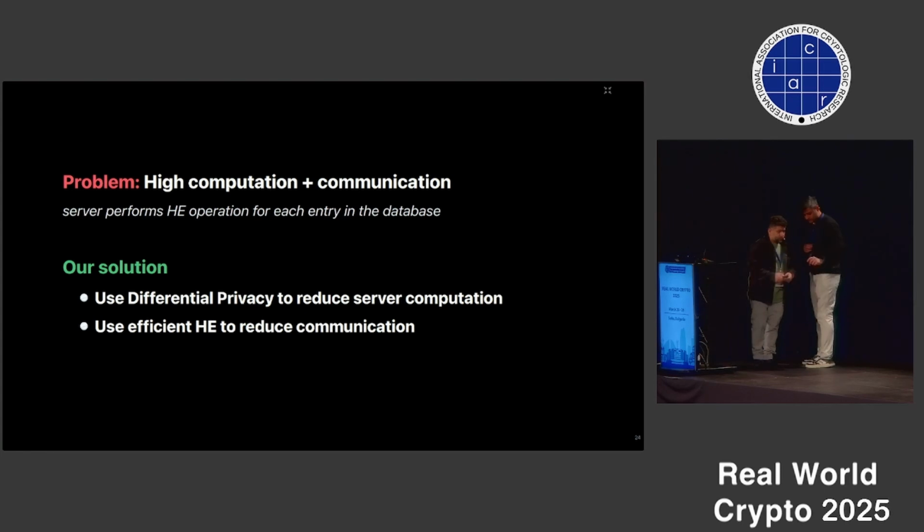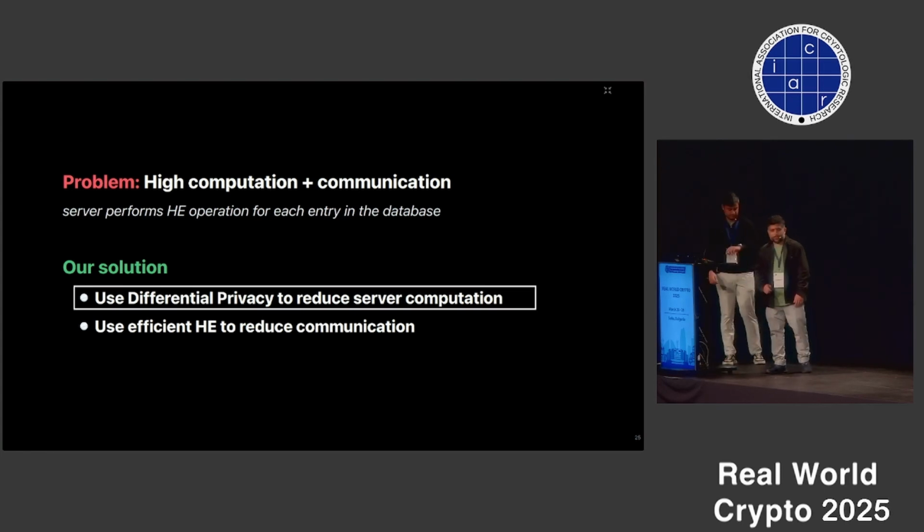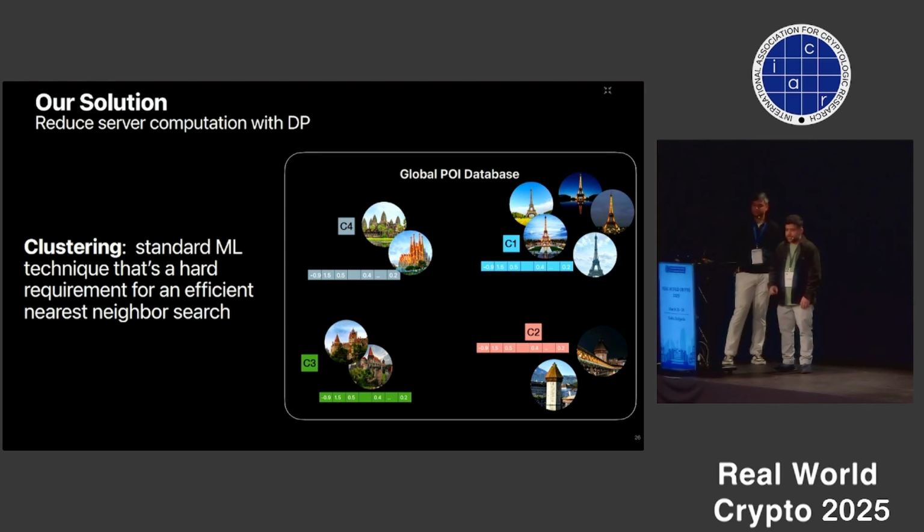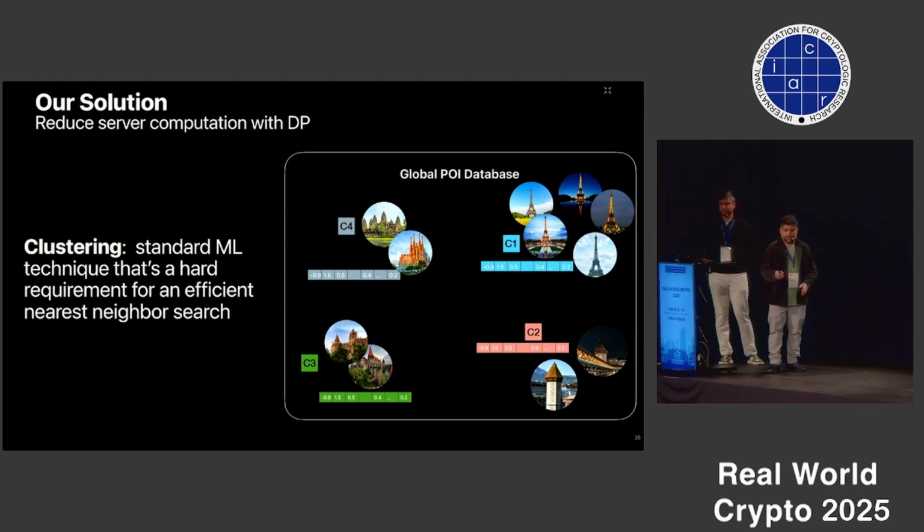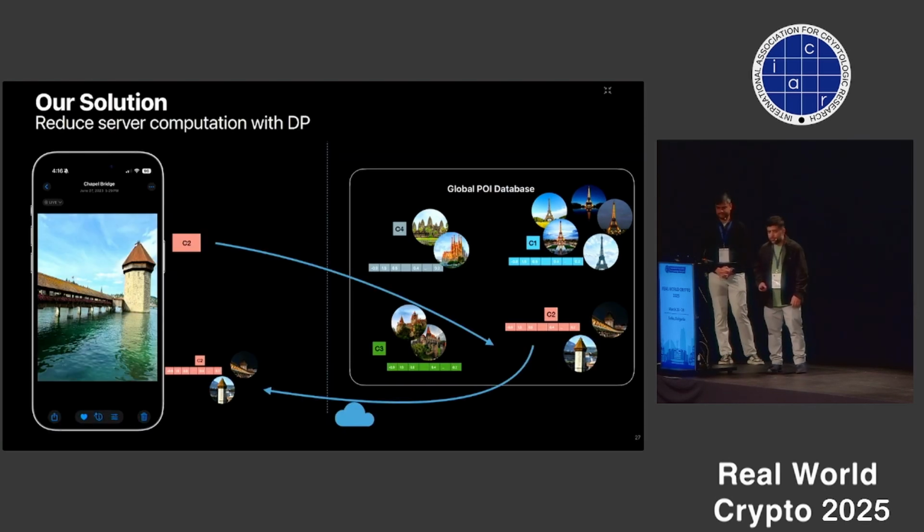Thank you, Rehan. So as Rehan said, we propose a two-step solution. Let's look at how we reduce the server computation by using differential privacy first. At the setup stage, the server uses the standard machine learning technique of clustering to first divide the entire index into clusters. Then, at the time of the query, let's look at this simpler protocol.